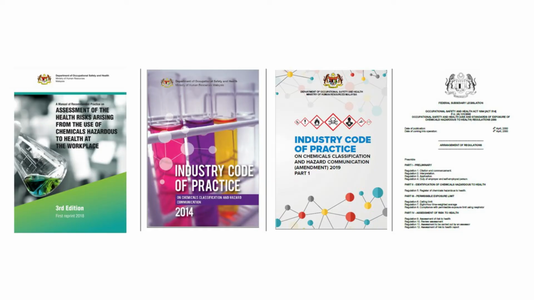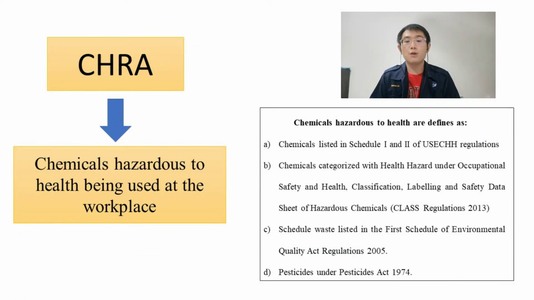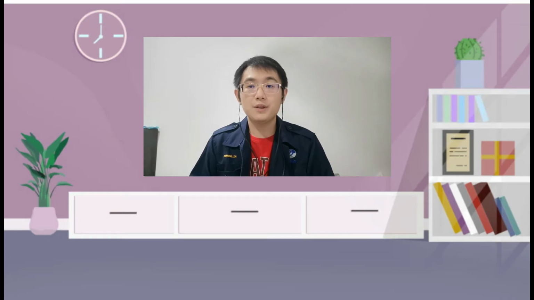The CHRA assessment is in accordance with the CHRA manual guidelines, the editions, ICOP and USECHH regulation established by the Department of Safety and Health. Under the USECHH regulations, CHRA is required for all chemical hazards to health used at the workplace. The table below shows the definitions of chemical hazards to health. Because the information is private and confidential, I will just share the general form for CHRA assessment.